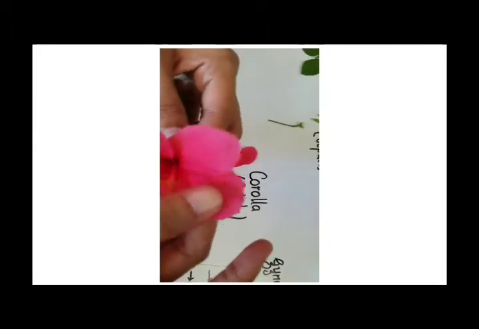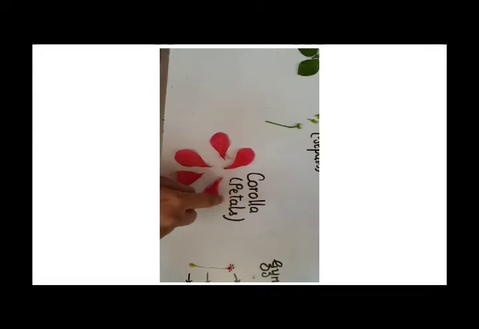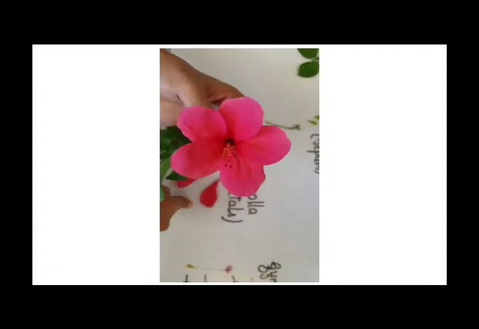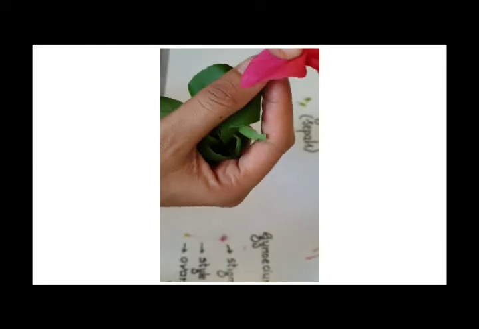Next part, you can see the nice beautiful petals, that is called the corolla. So corolla is made up of petals. So in all the flowers, wherever you see petals, that is actually the corolla, the second whorl of the flower.